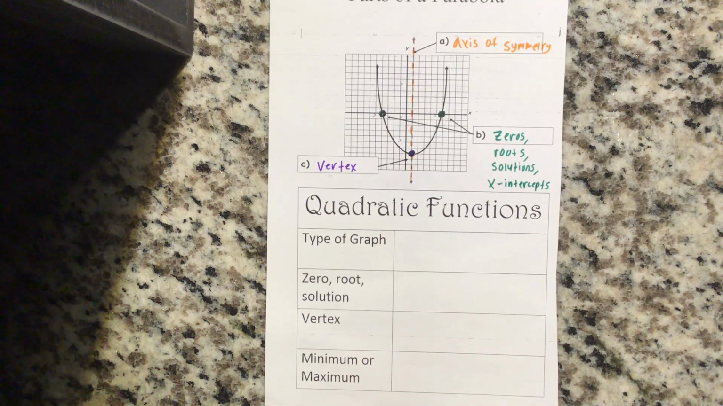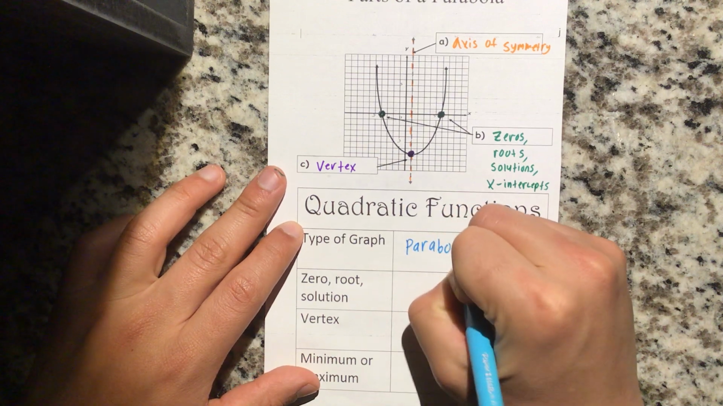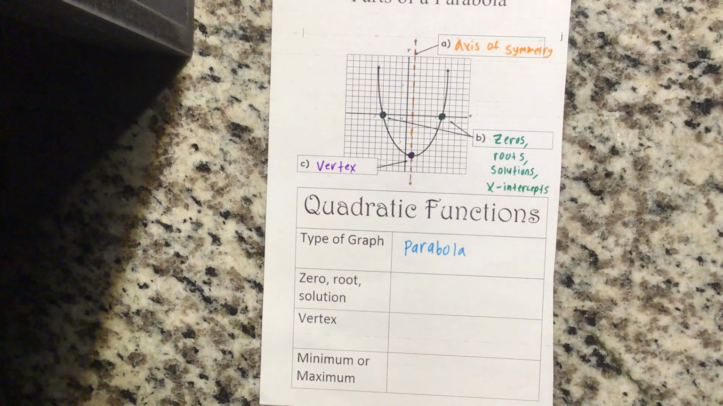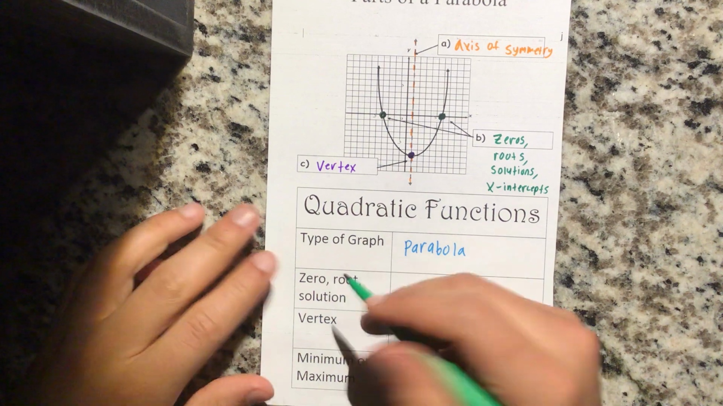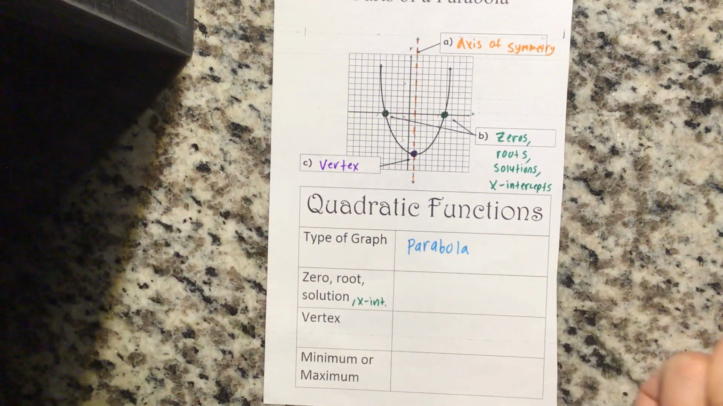So we talked about a little bit of this in the other notes, but the type of graph is a parabola, okay? That is the shape, right? It's a curve, either a U, like in this case, or an upside down U, okay? That is what type of graph all quadratic functions are, okay? Now, this next part: zero, root, solution, and also x-intercept, okay?